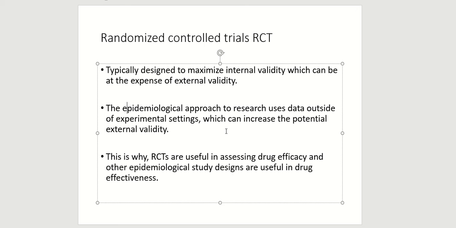And if you remember when we were talking about the need for pharmacoepidemiological studies, we said that sometimes there are questions that you cannot address through experimental design in phase 1, 2, 3. They are good up to a certain extent, but once the drug is out in the market, there are issues that cannot be addressed using experimental designs, and therefore you have to go to the observational designs. This is why RCTs are useful in assessing drug efficacy, and other epidemiological study designs are useful in assessing drug effectiveness. And by now you're familiar with the difference between efficacy and effectiveness.